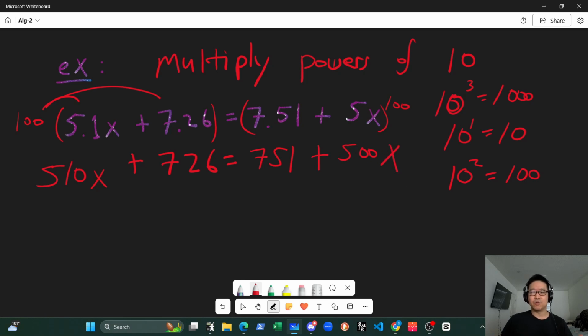And now notice we have just a regular linear equation in one variable that we're used to solving. All right, so let's go ahead and move our variables to the left side and everything else to the right side. So I'm going to subtract 500x from both sides, and then the 726s are on both sides.